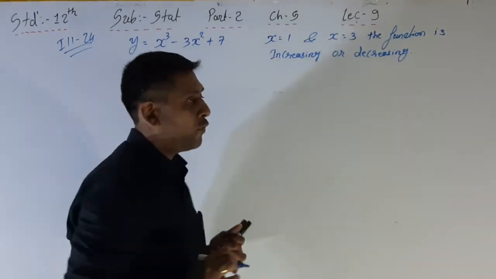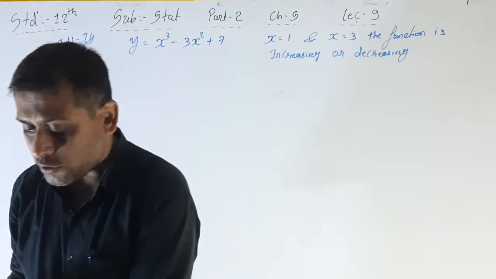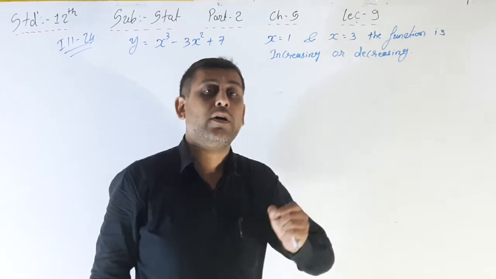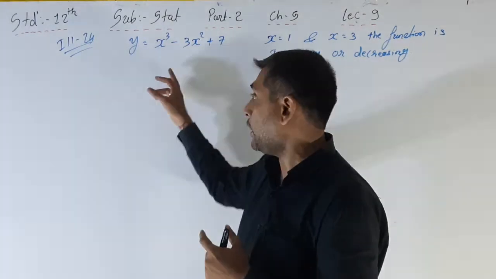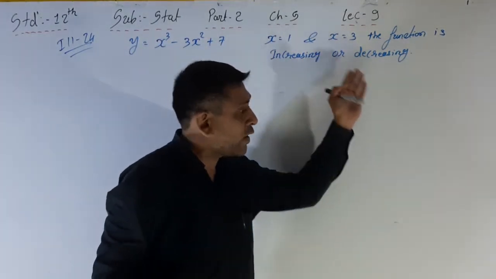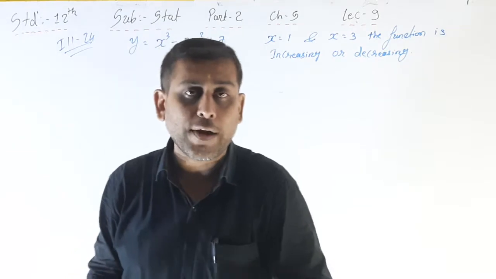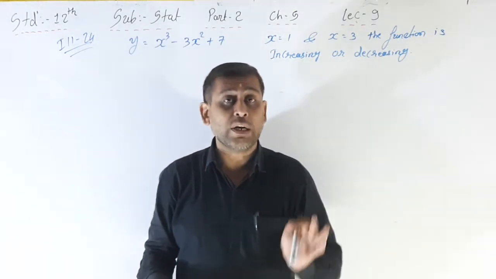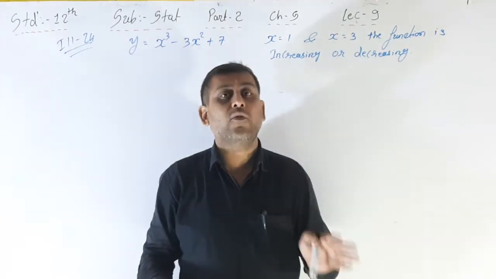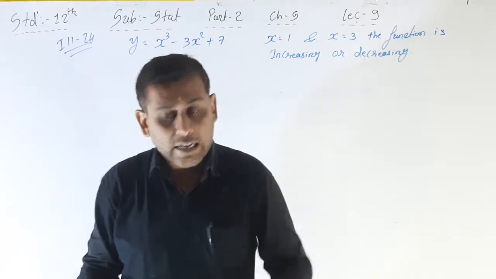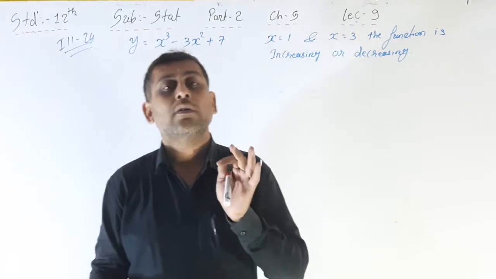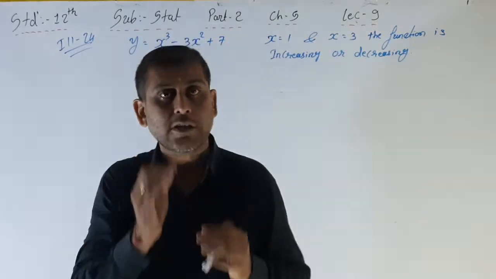So what is the first step? First of all we have to find the first derivative, the first order differentiation. Then put the value of x is equal to 1 and x is equal to 3, whatever is given in the question, into the first differentiation. If the answer is negative, then the function at that point is decreasing, and if the answer is positive, then at that point the function is increasing. This is the simple rule.